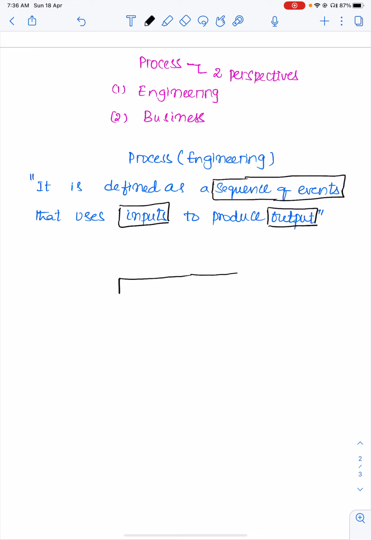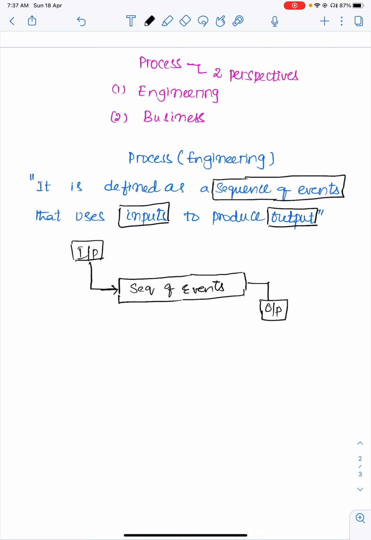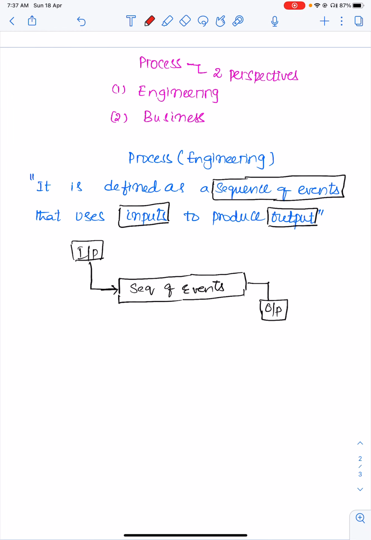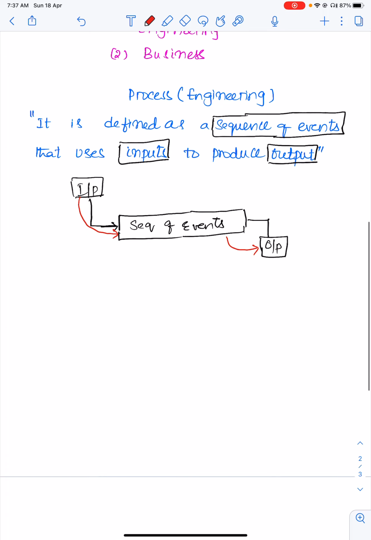We have a certain sequence of events. There will be a certain sequence of events which uses an input and it produces an output. So this is a small diagrammatical representation of the definition. So what exactly is it saying? This sequence of events will use input and produce an output.